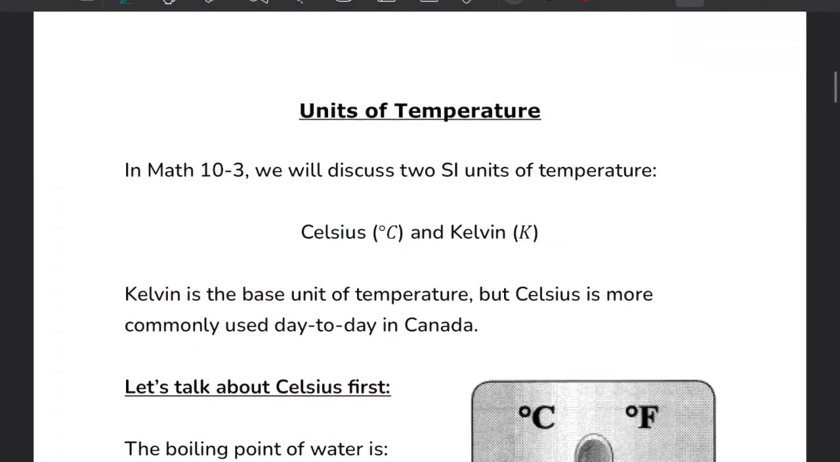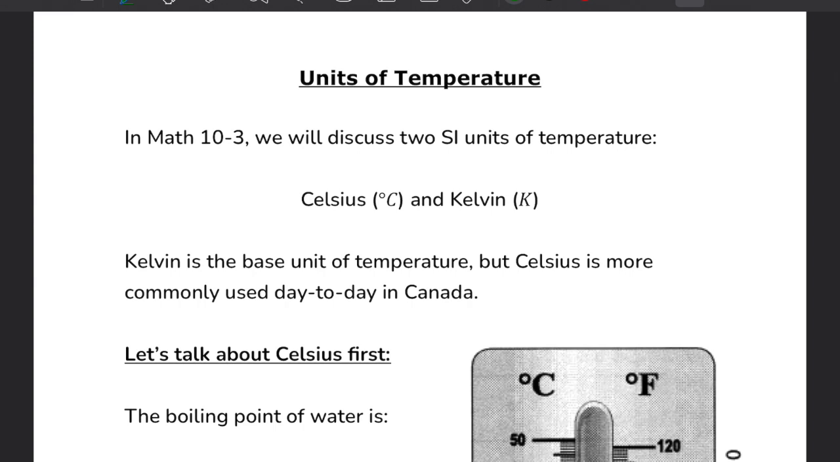Everyone, in this lesson, we are going to discuss units of temperature. In Math 10-3, we will discuss two SI units of temperature. They are degrees Celsius and Kelvin. So Kelvin is the base unit of temperature, but Celsius is more commonly used day to day in Canada. So let's start talking about Celsius first.